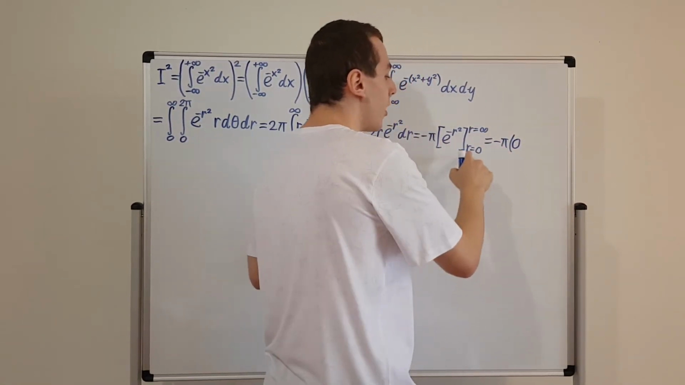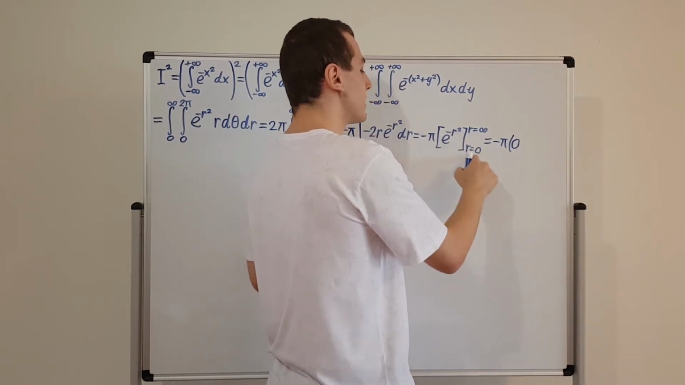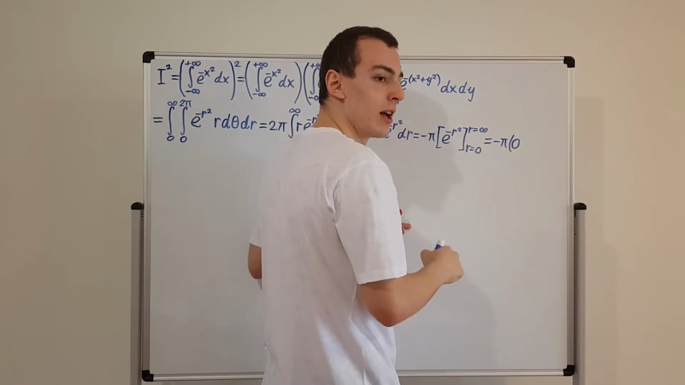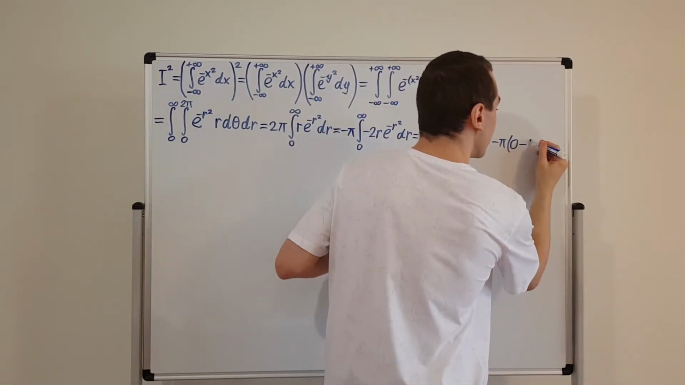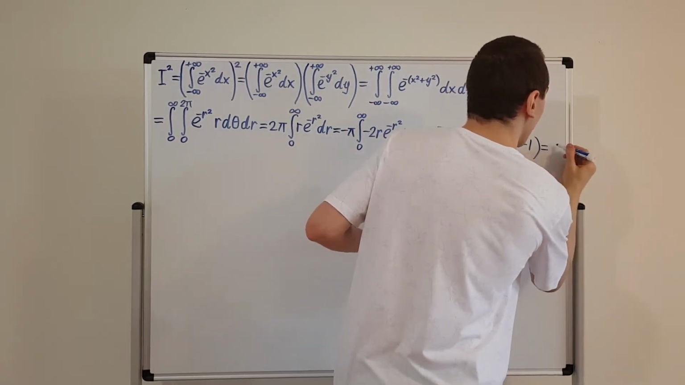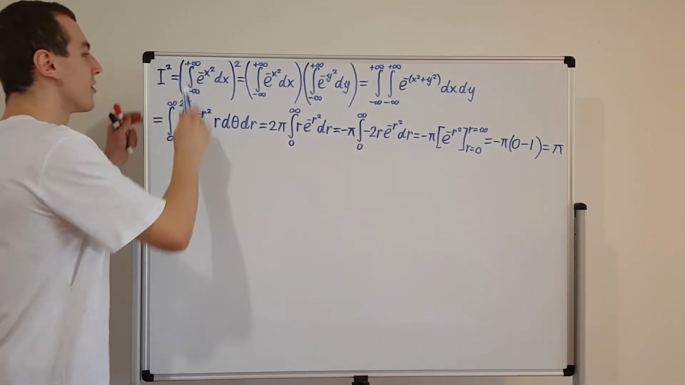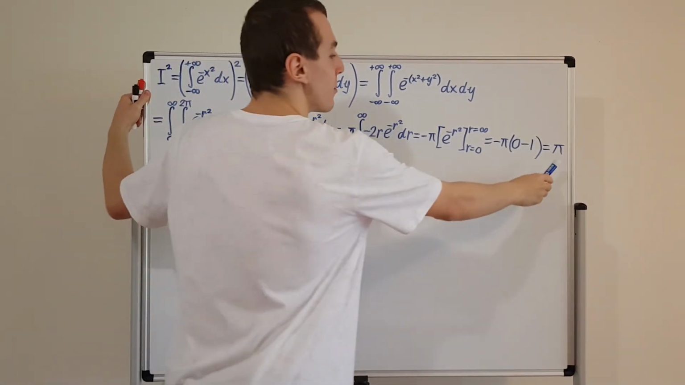So what about r equals 0? What happens if we substitute r equals 0 over here? Well, that's e to the 0, and e to the 0 is 1. And here we have a minus pi times minus 1, so we get pi. The answer is pi. Isn't that miraculous? So the square of this is equal to pi.